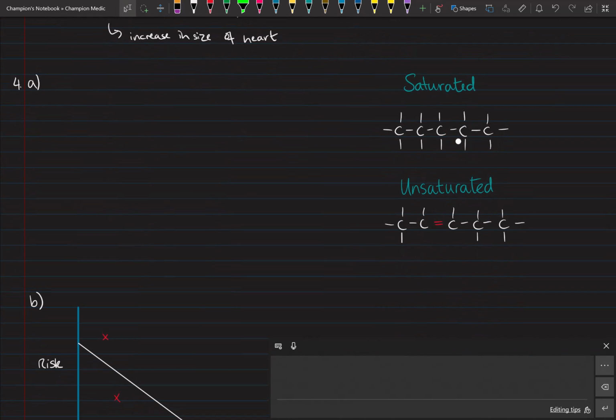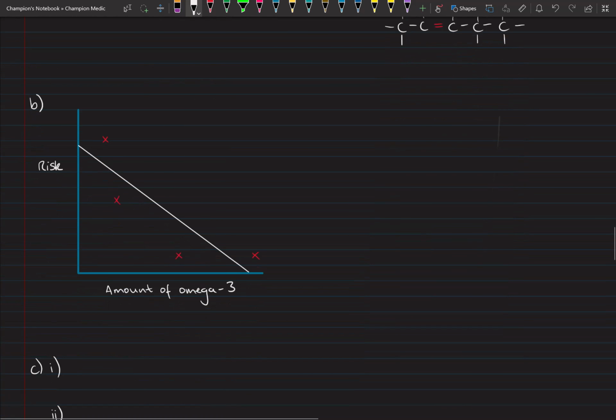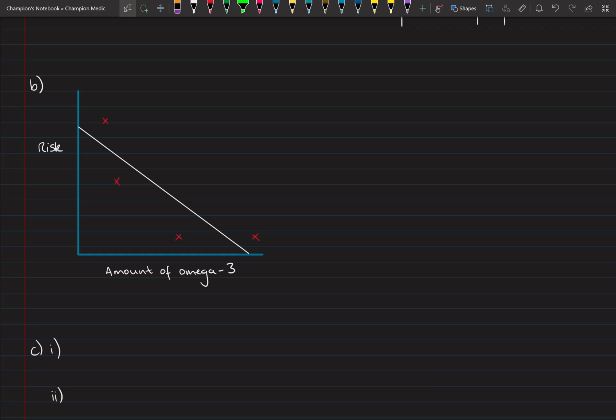Question 4. So, question 4a is a simple knowledge recall question, asking us what is an unsaturated fatty acid. So we know that unsaturated fatty acids contain a carbon-carbon double bond. And this question is 2 marks just for writing carbon-carbon double bond. So yeah, it's very generous, I think, but you don't want to be losing marks on this question because it's too easy to lose marks.